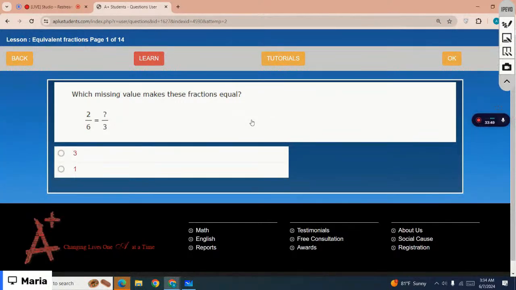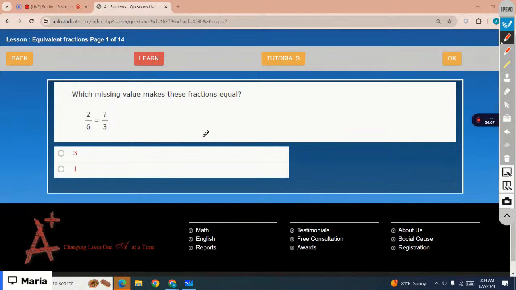Which missing value makes the fraction equal? You have to find the missing value that makes the fraction equal, right? So you have to see what number they are multiplying or dividing. You can go like this. 3 times 2 is 6. So what number times 2? You have to multiply by the same number, right? What number times 2 is 2? 1 times 2 is 2. So that is 1. The correct option is 1.